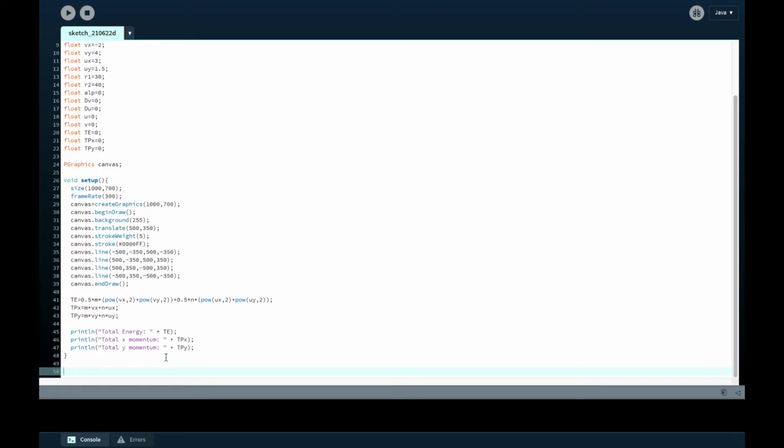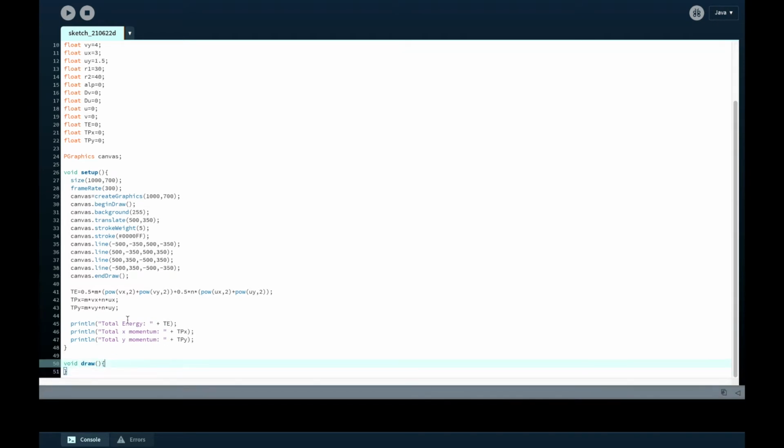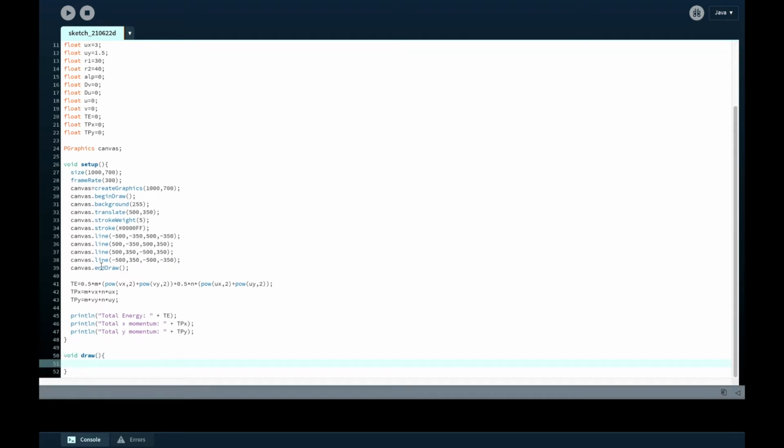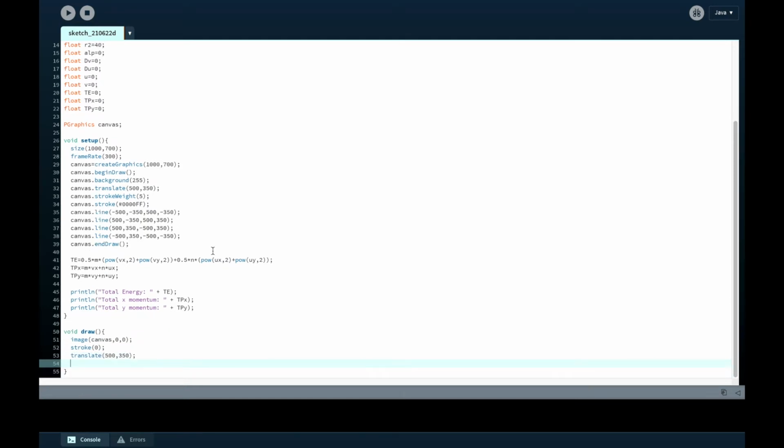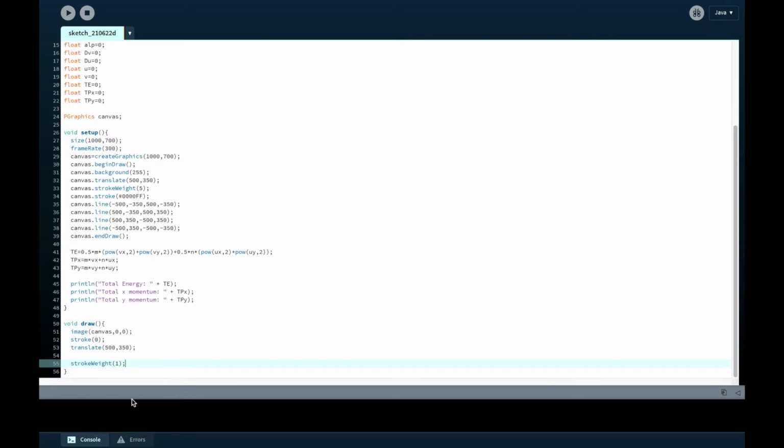Now let's move on to the animation. This draw function over here basically loops over and over again and does the same thing over and over again, and it creates the illusion that it is an animation. And in fact it is an animation. So let's create my canvas once more in the animation, and then set my stroke as 0, translate to the center, and here I'm gonna draw the balls. So I'm basically drawing my object.